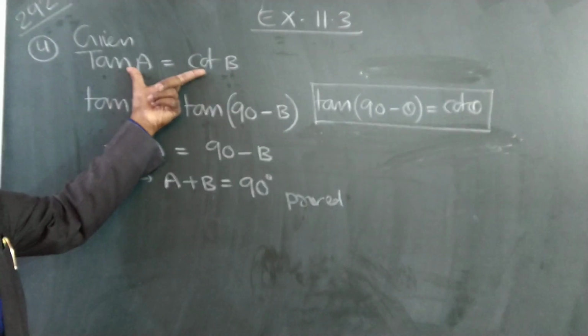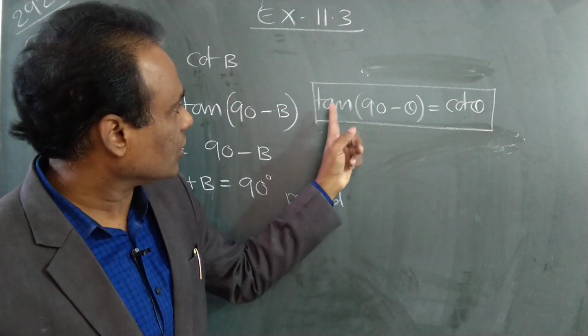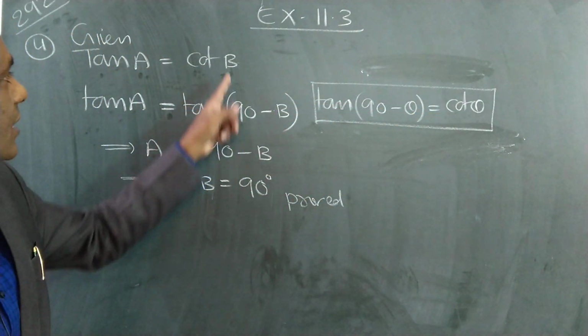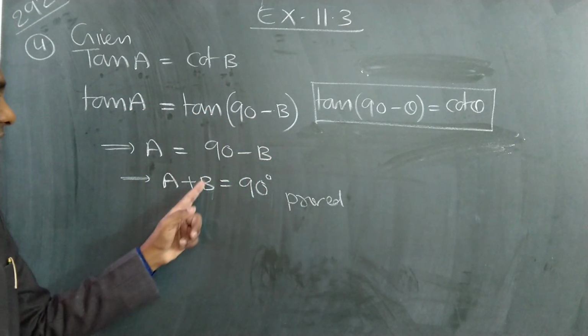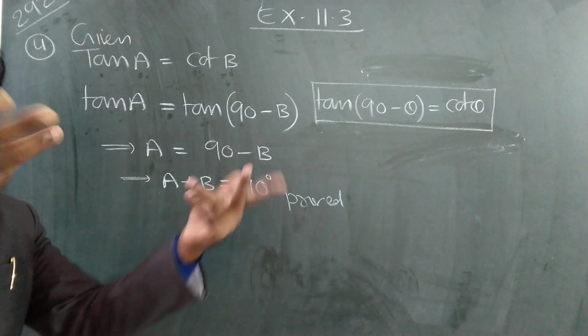So this is given. I wrote cot is equal to tan 90 minus theta. Tan, same. A is equal to 90 minus B. Minus B on this side becomes plus B. A plus B is equal to 90 degrees. Proved. Followed or not?